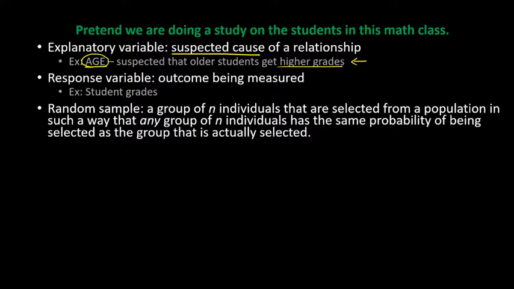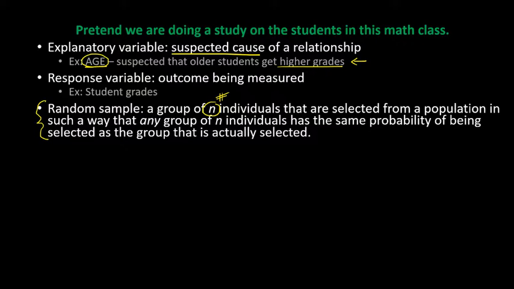Next, a random sample, and I mentioned this briefly on the last slide. I've included the formal definition of a random sample, and I think it's important that we just read through it to get an idea, and then we'll talk about it more informally. So a random sample is a group of n individuals. N in this case is just some unspecified number of individuals that are selected from a population in such a way that any group of n individuals has the same probability of being selected as the group that is actually selected.